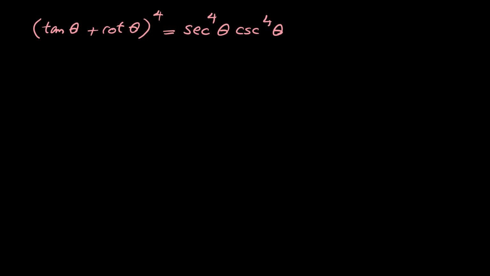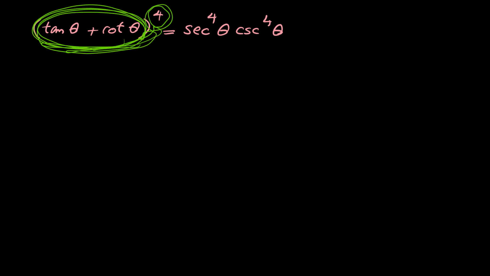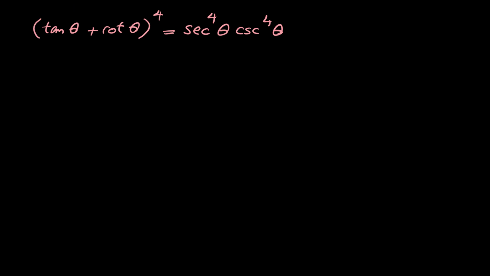Now look at this example. Tangent theta plus cotangent theta to the power of 4 is secant to the 4 theta times cosecant to the 4 theta. Here we have a bracket raised to the power of 4. If you want to raise this bracket to the power of 4, you have to multiply this bracket by itself 4 times, or you have to be familiar with the identity a plus b to the 4, which is very complicated. So it's not a good idea to even think of multiplying this bracket by itself 4 times.